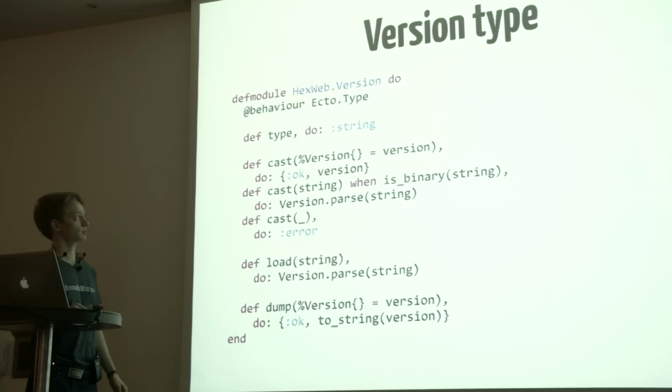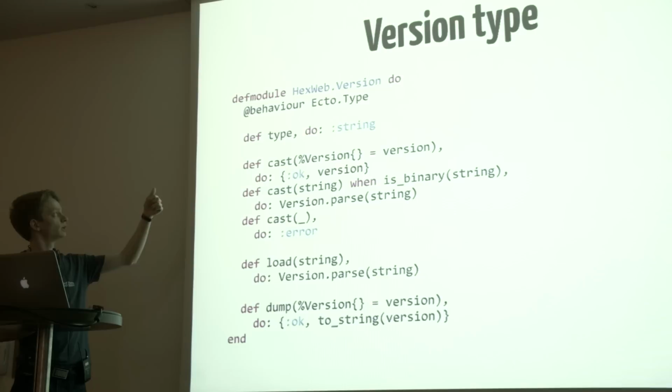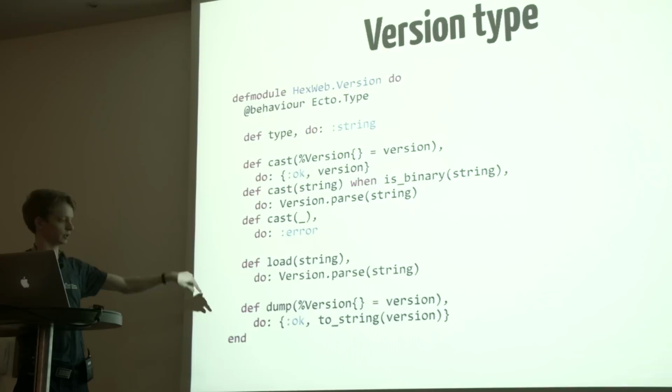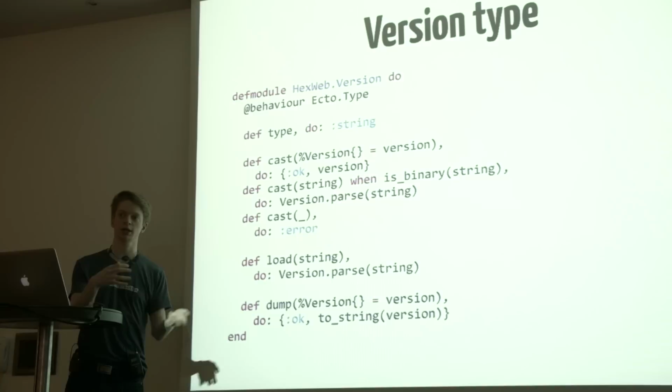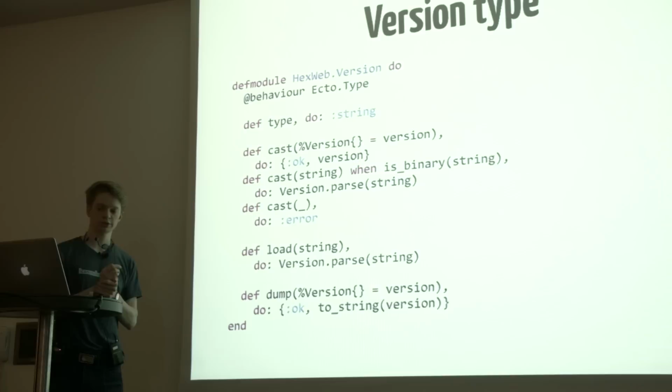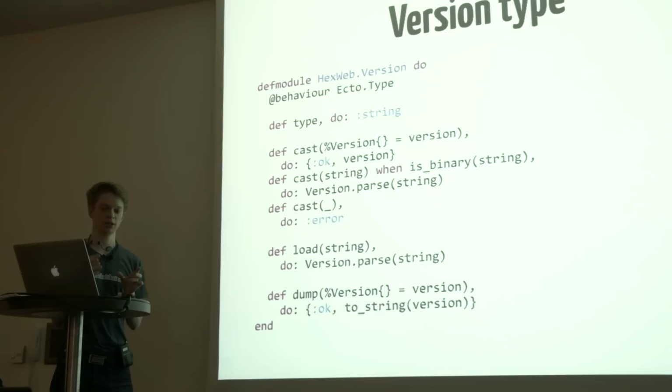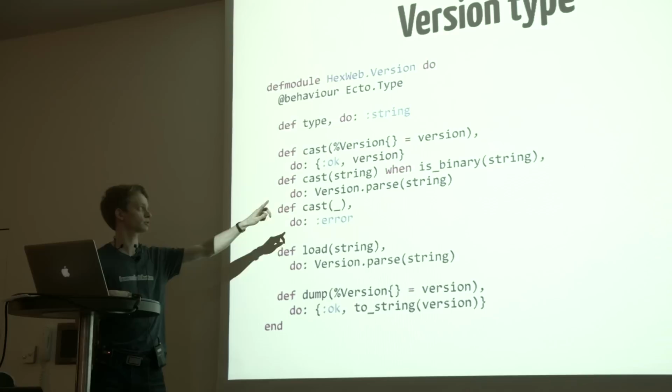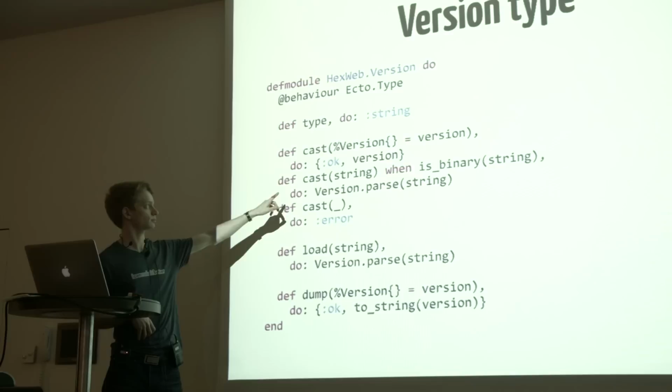Ecto type is a behavior. It has four functions that you need to implement: type, cast, load, and dump. Type is very simple. It just returns the underlying database type for the value. Cast is what takes the parameter and casts it to the version struct. So version is a struct that ships with core Elixir that handles the semantic versioning in Elixir. So we automatically handle the version struct. That's very easy to cast.